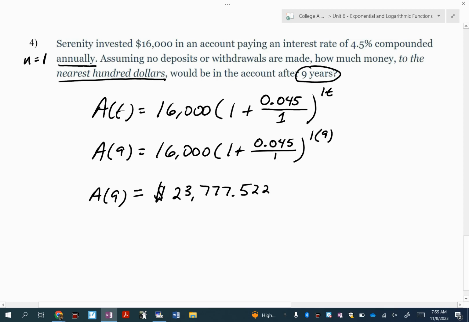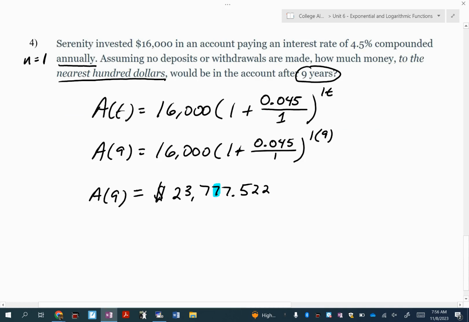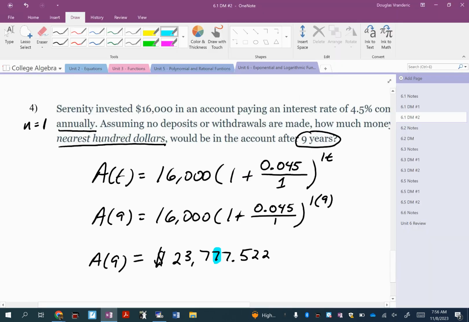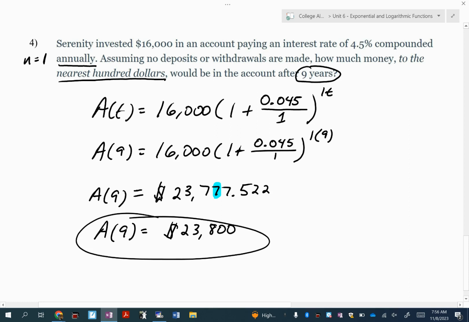23777.522. Now I'm rounding this, right? Don't type this in, right? This would be wrong. To the nearest $100. So if I'm going to the nearest 100, I need to look at the tens place. Do you see that tens place? All right, so that's a 7, which is 5, 6, 7, 8, or 9. So I'm going to round this to 800 because it's the nearest hundreds place. So that would be how I round it.